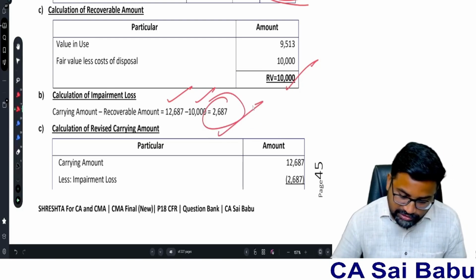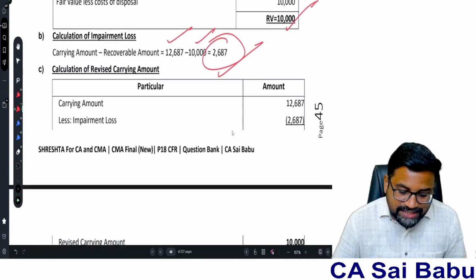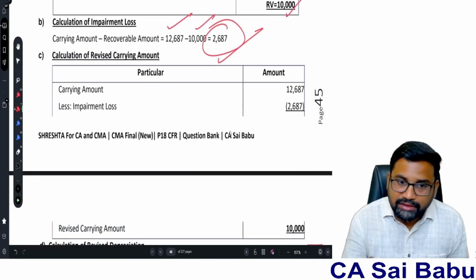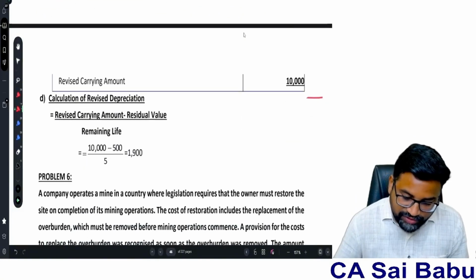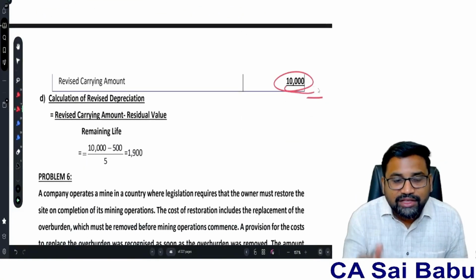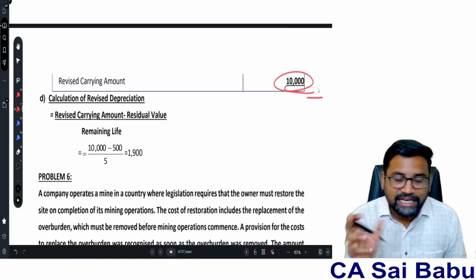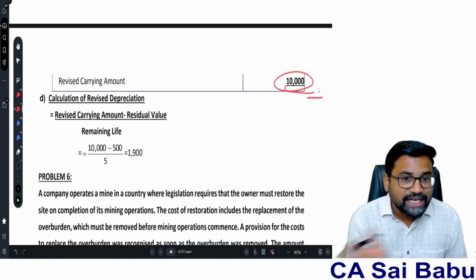This is impairment loss. Now this impairment loss we need to reduce from the carrying amount of the asset, 12,687 minus 2,687. Now it will be 10,000. Now this 10,000 will be depreciated over the remaining life. Actually 8 years is the life now. Out of that, 3 years is already over.